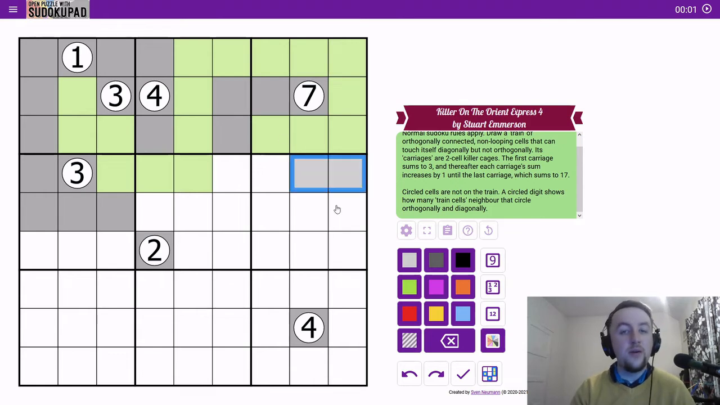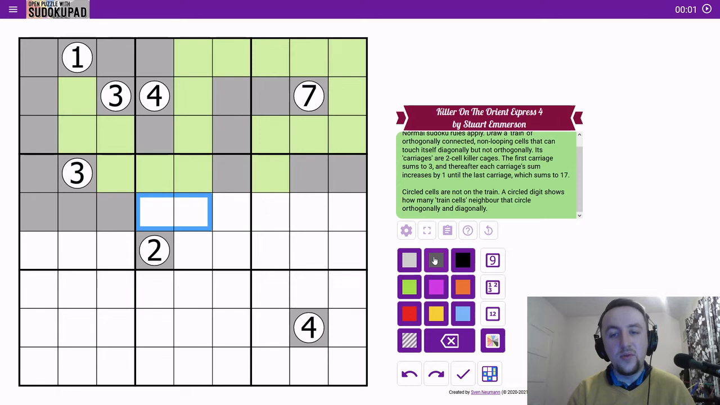These are also out because it doesn't touch itself orthogonally. It has to escape this way. It can't touch itself orthogonally, so that's out. It can't touch itself orthogonally, so that's out. It has to escape this way. We're making good progress on the train. It's good stuff. However, that is more or less where the progress stops for now.